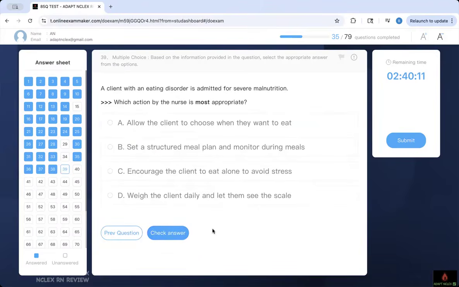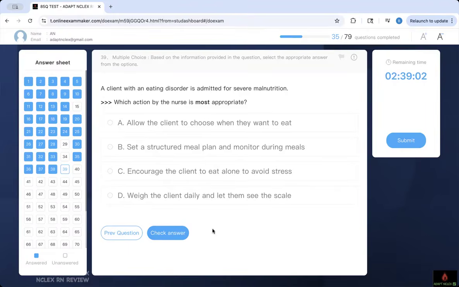A client with an eating disorder is admitted for severe malnutrition. Which action by the nurse is most appropriate? Allow the client to choose when they want to eat, set a structured meal plan and monitor during meals, encourage the client to eat alone to avoid stress, weigh the client daily and let them see the scale. The most important thing is what?